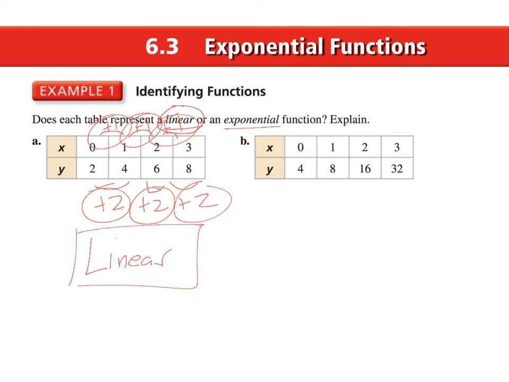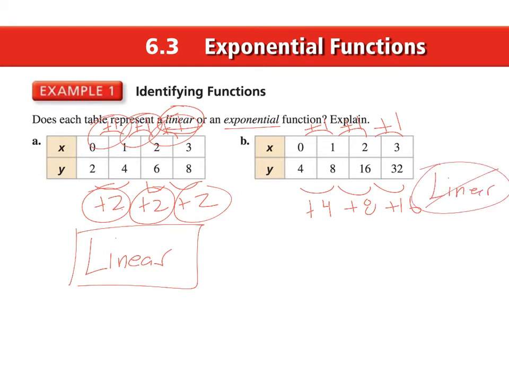Going to part B, look at the x values. What's happening here? I'm adding 1. I'm adding 1. I'm adding 1. What's going on with the y values? I'm adding 4, then I add 8, then I add 16. This is definitely not linear, right? What does it mean to be exponential, though?